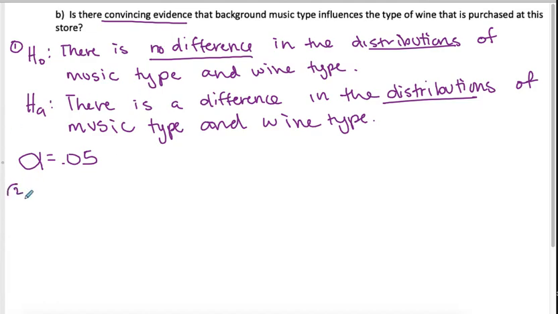So then step 2, what's our plan to test these? This is where we're going to go into the chi-squared test for independence. Sorry, for homogeneity. So we're doing a chi-squared test because we have a 2-way table, not just one proportion, not just one list. And then this is for homogeneity.